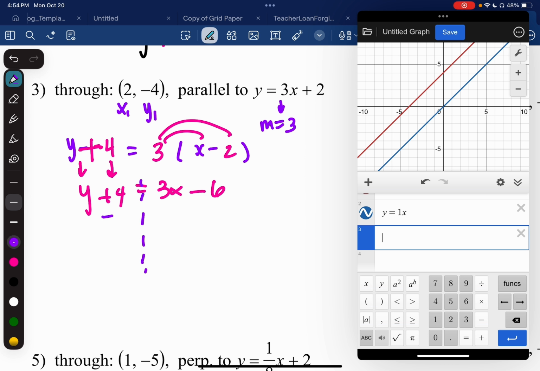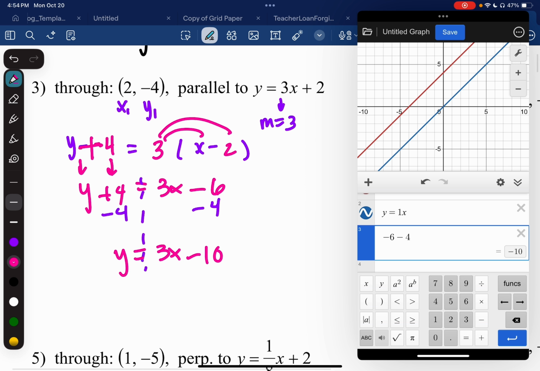Get y by itself. If I jump my line, I flip my sign. Right, so we get y is equal to 3x, and then we say negative 6 minus 4. That's going to be a negative 10, right?